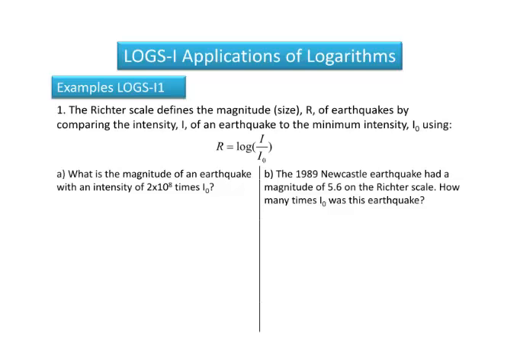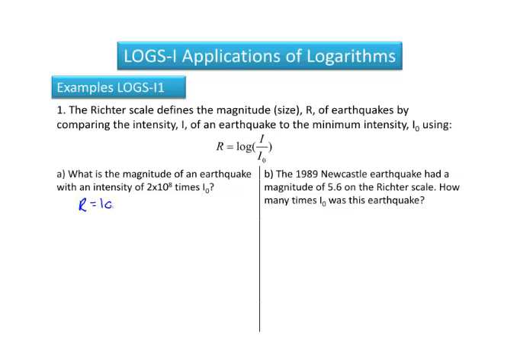This first question says the Richter scale defines the magnitude or size R of earthquakes by comparing the intensity I of an earthquake to the minimum intensity I base 0 using R equals log of I over I base 0. What is the magnitude of an earthquake with an intensity of 2 times 10 to the 8 times of I base 0? So, let's start with our formula.